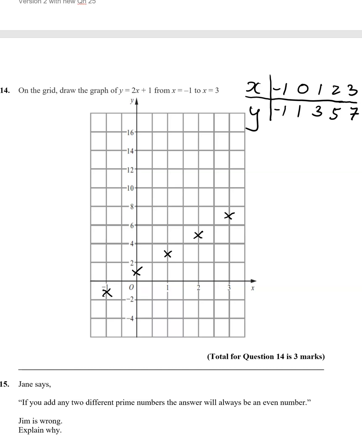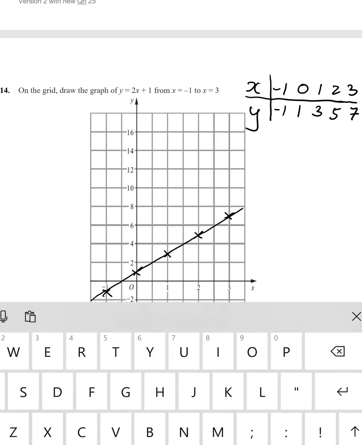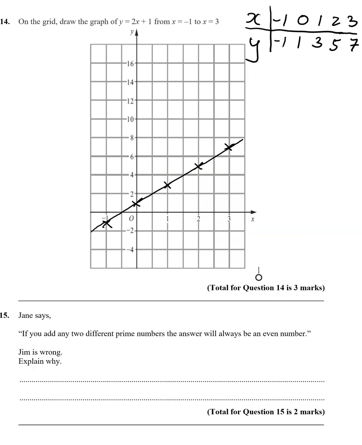Right, really, really important. We've plotted them. We also need to draw a straight line through them, which is always fun because I can never get it to work. So we've done our straight line, and don't forget to label it. y equals 2x plus 1.